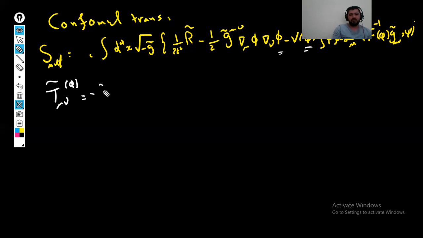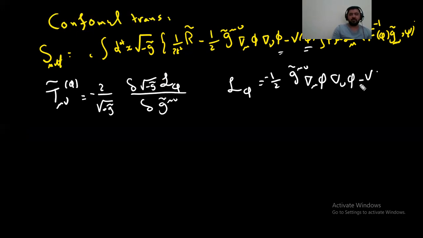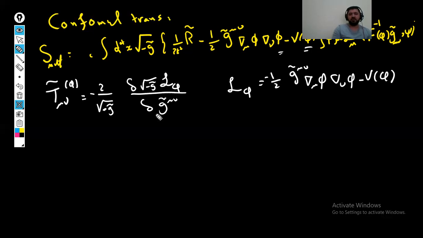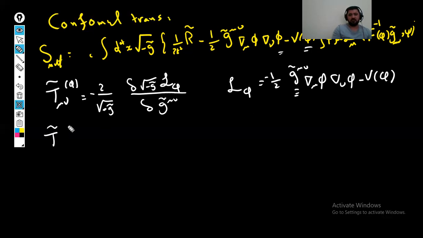So as usual, that will be T̃_{μν} equals negative 2 over the square root of minus g tilde, the variation of the square root of minus g tilde L_φ over δg^{μν} tilde. What is L_φ? L_φ is minus 1/2 g^{μν} tilde ∇_μ φ ∇_ν φ minus V(φ). Taking the variation of L with respect to g^{μν}, that results in T_{μν}^{φ}. Let's take the variation of L_φ, so you have negative 2.